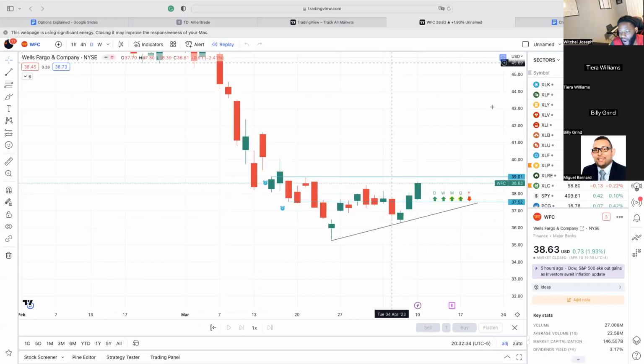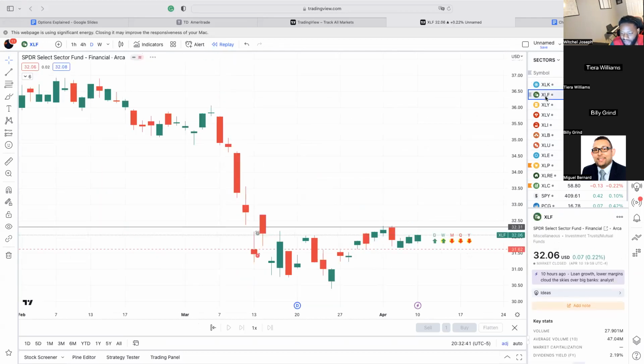This watch list is where I look at all the 11 sectors of the stock market. So XLK, technology, XLF, financials. So now we're on financials. You can see this is the financials of the banks. So in my mind, I'm like, okay, there's some room that we can play into resistance.